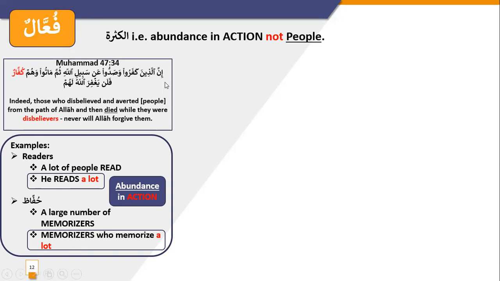Over here, if you see in this ayah, inna lazina kafaru wasaddu an sabilillahi thumma matu wa hum kuffarun falan yaghfirallahu lahum. So disbelievers. Simple plural would be disbelievers. But what's the significance? Over here, they have mentioned matu, which means died. People who, while they are dying.